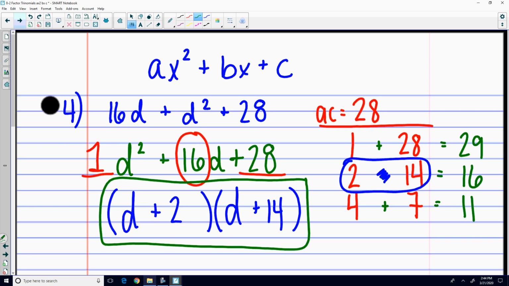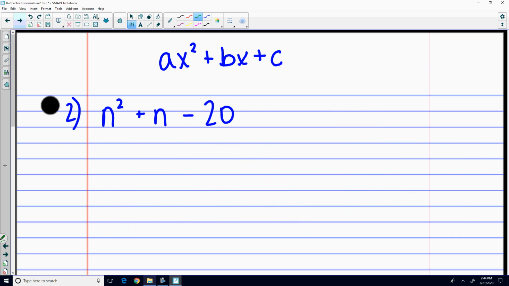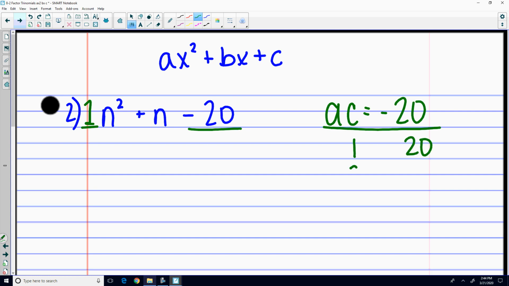Now I'm going to pop back, I think, to number 2. Maybe three problems to go. I don't really remember. And we are going to factor this one. So it's in order: squared, regular term, integer. I need to multiply AC, so that's a 1 and a negative 20. So A times C, 1 times negative 20, is negative 20. Let's go ahead and write all the factors. I have 1 and 20, 2 and 10, 4 and 5. There are all my factors.